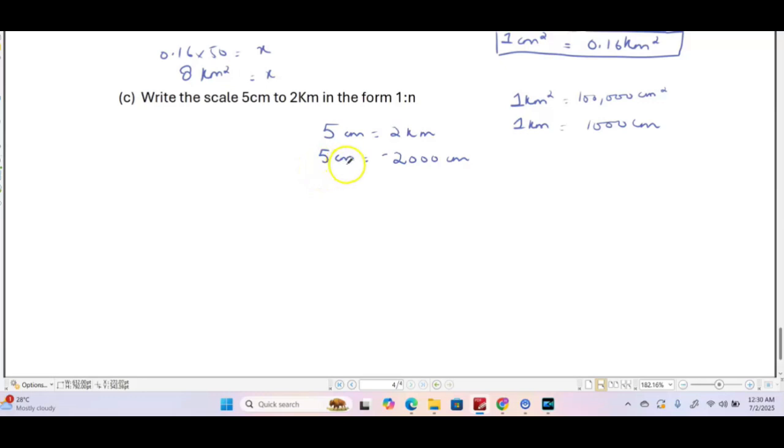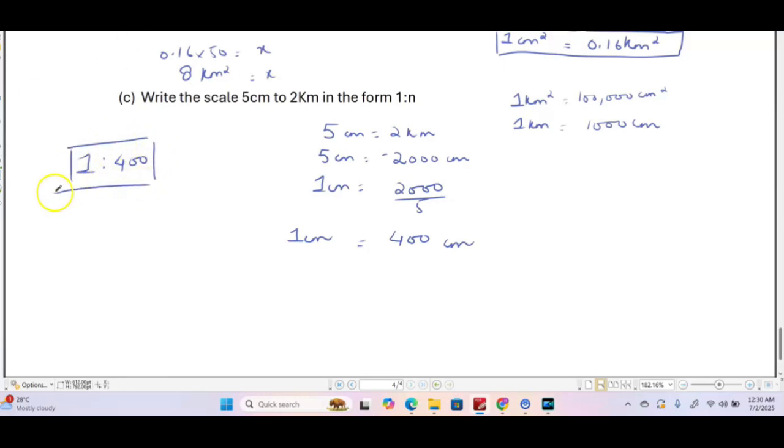So now we know that 5 centimeters is equal to 2,000 centimeters. Now we just need to find what 1 centimeter is equal to. So 1 centimeter would be equal to 2,000 by 5 and this is going to give us 400 centimeters. So the scale of the map is 1:400.